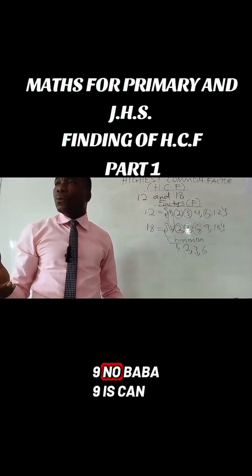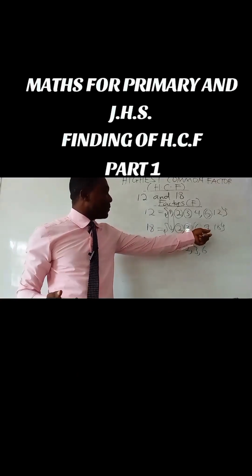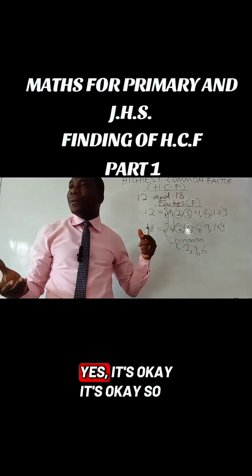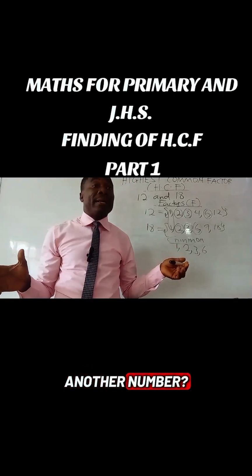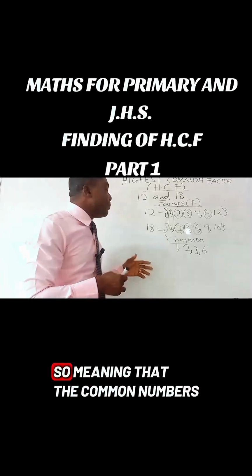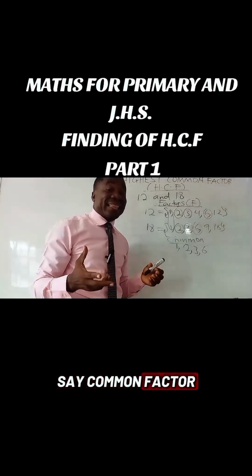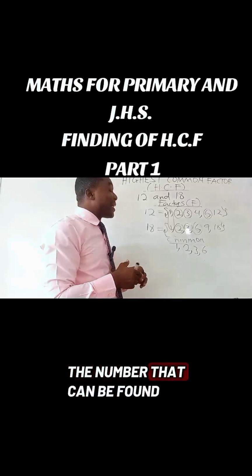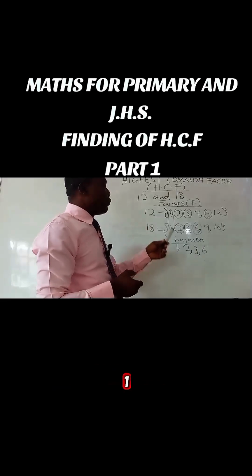9? No, 9 can only be found in 18. 9 is not here. So is there any other number? There's no other number. Good. So the common numbers, we can say common factors, the numbers that can be found in 12 and 18, are 1, 2, 3, and 6.